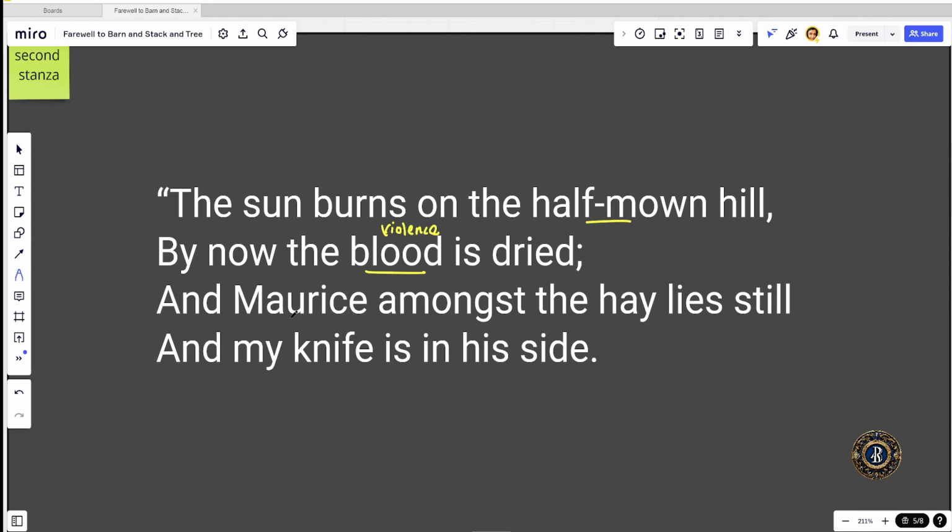So who is this Morris? Morris is the speaker's own brother. Morris amongst the hay lies still, not moving, and my knife is in his side. This line clearly suggests that Morris is being murdered by his own brother, who is the speaker of the poem. Now, knife, the speaker has used his own knife to stab Morris into death, which is a very heinous crime.